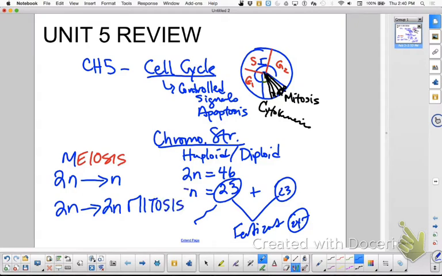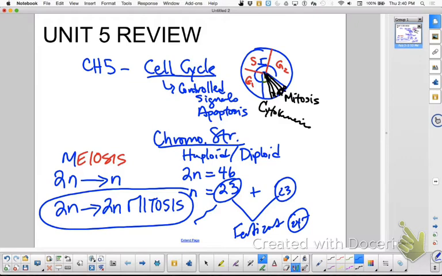Now I'm going to tell you right now, there are plenty of cells, we don't talk about it yet in this unit, where they go end to end. Haploid structures making more haploid structures. If it's end to end, that's mitosis. When it's the same, it's mitosis. If you bring it down by half, that's when you're going to have meiosis.